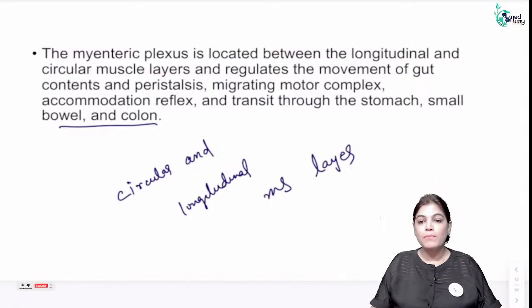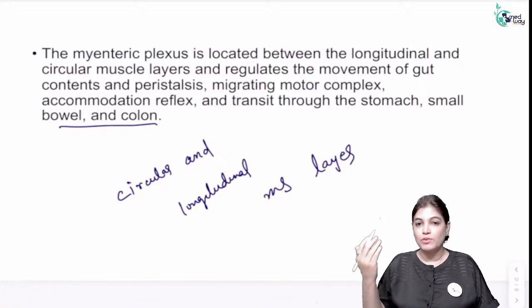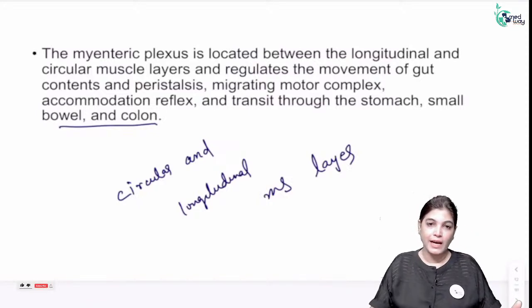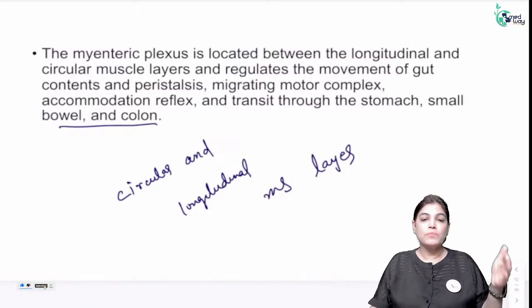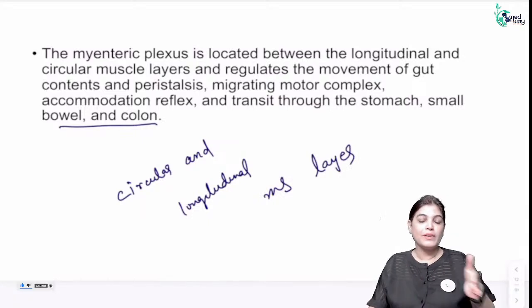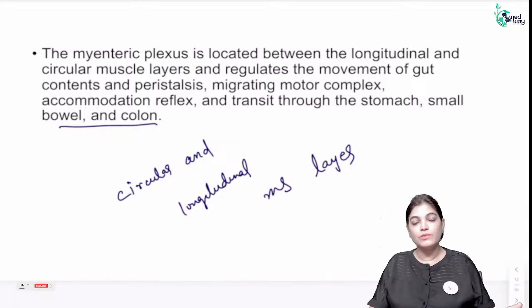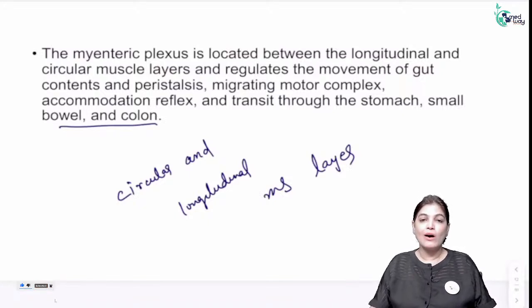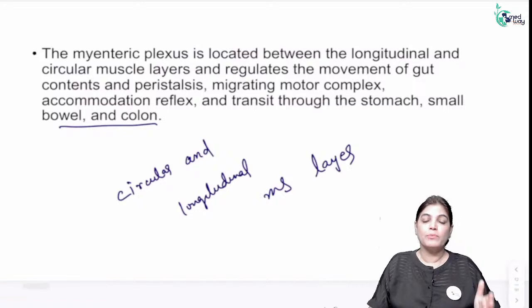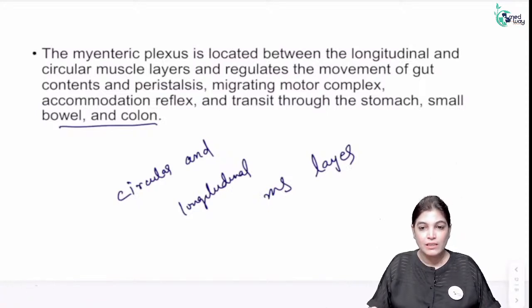One is Meissner's nerve plexus, which lies in the submucosal layer of the GI tract. When we talk about the GI tract, as we proceed from inside to outside, we have four layers: the mucosa layer, the submucosa layer, the muscle coat layer, and the outer serosa or adventitia, mainly serosa. Exactly in between the muscle layers, that is the muscularis externa, is the location of the myenteric nerve plexus. And Meissner's nerve plexus lies in the submucosal layer.